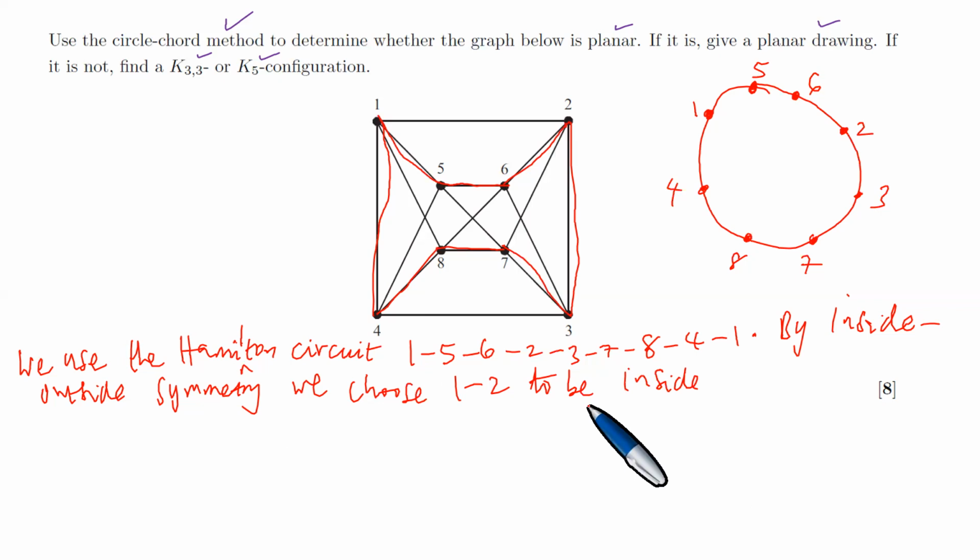To be inside. Full stop. Right. So in other words, now we choose 1, 2 to be inside. So we have 1, 2, because it's the first one. Right. So after that, what do we do?